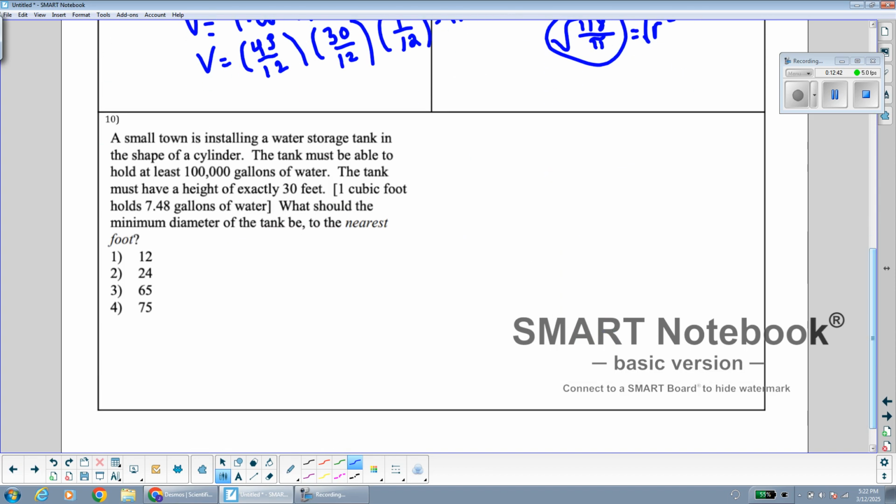A small town is installing a water storage tank in the shape of a cylinder. The tank must be able to hold at least 100,000 gallons of water. The tank must have a height of exactly 30 feet. And they give us the conversion from cubic feet to gallons. What should the minimum diameter be to the nearest foot?